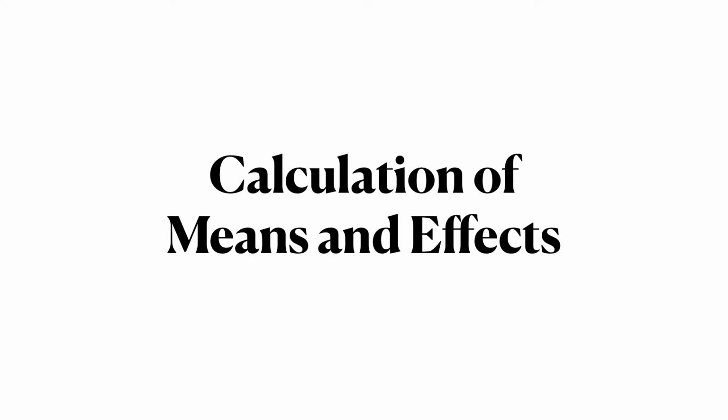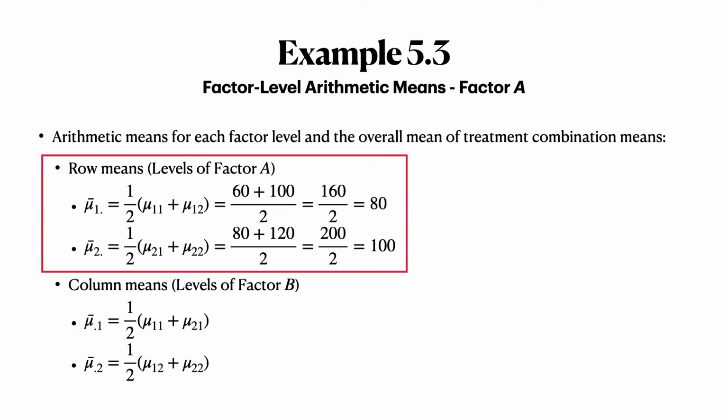All right, let's move on to the next task of calculating the various means and effects associated with this 2 by 2 complete factorial treatment structure. And we will start off by calculating various means. And so we're going to calculate the arithmetic means for each factor level and also the overall mean of treatment combination means. We've actually already done that last one because we just talked about it, but we'll do it again. We'll show the calculation on the next couple slides.